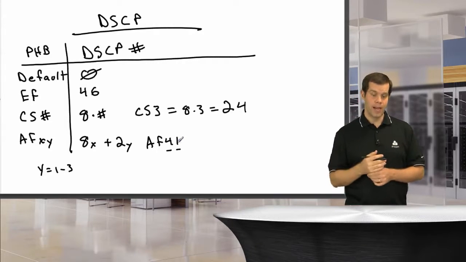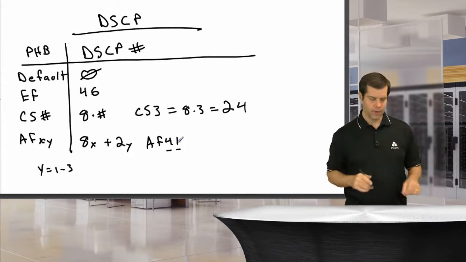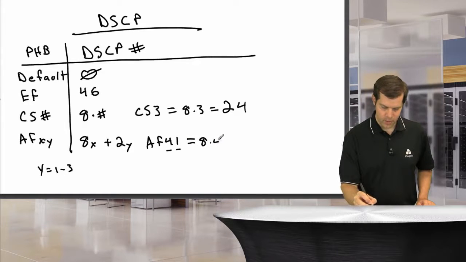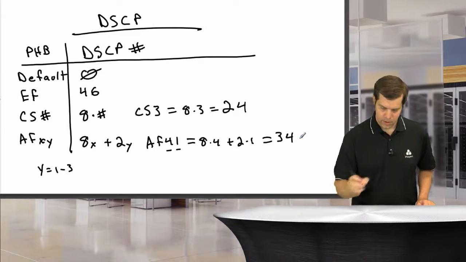You probably won't have to worry so much about that. Most of the time in the lab, they just tell us what markings we're supposed to use, or we just use some pretty standard markings to begin with. I just wanted to throw that out there. So AF 41, the math would be 8 times 4 plus 2 times 1. So what's that? 32 plus 2, 34.